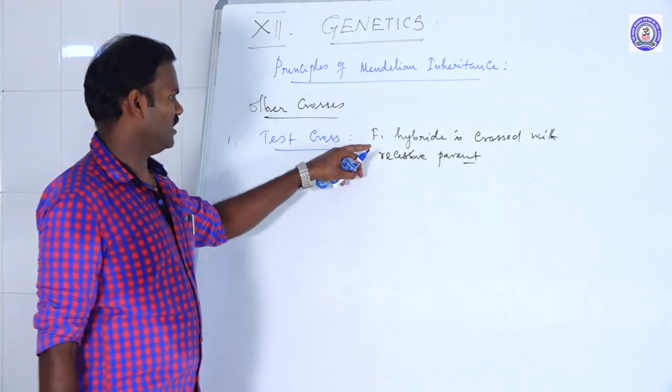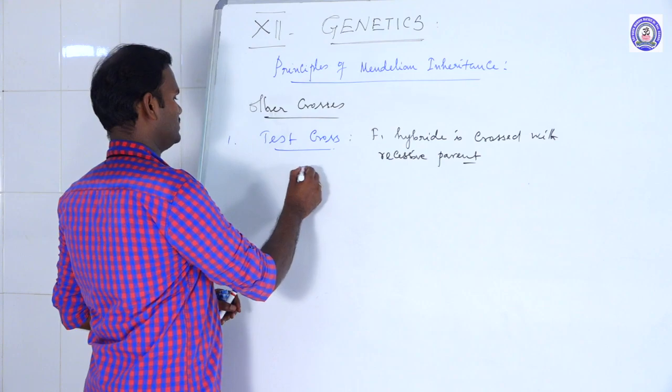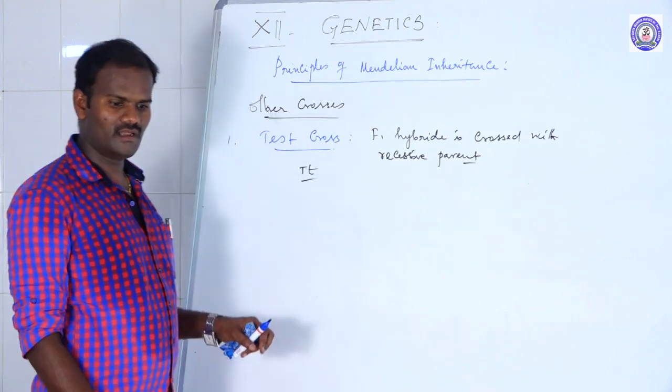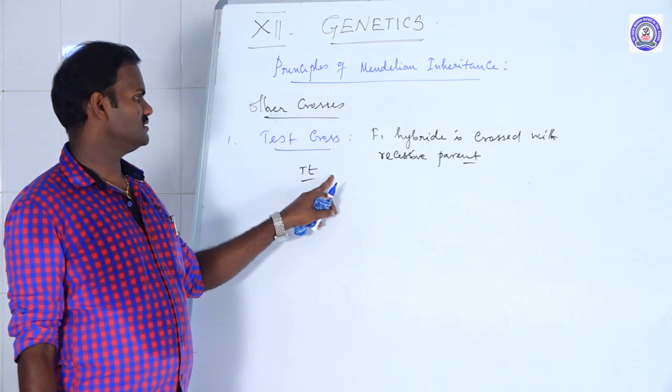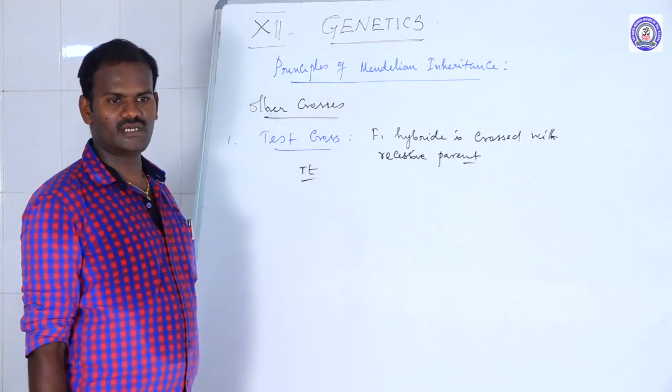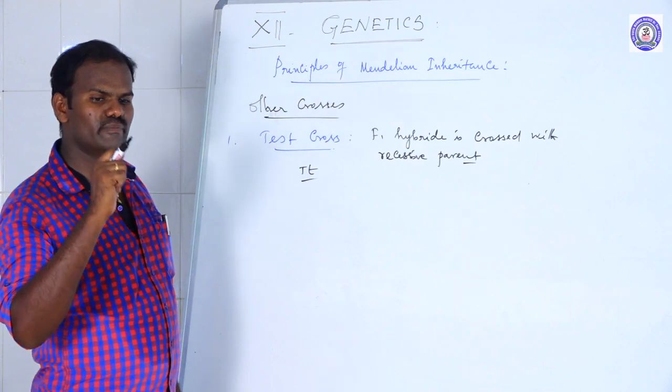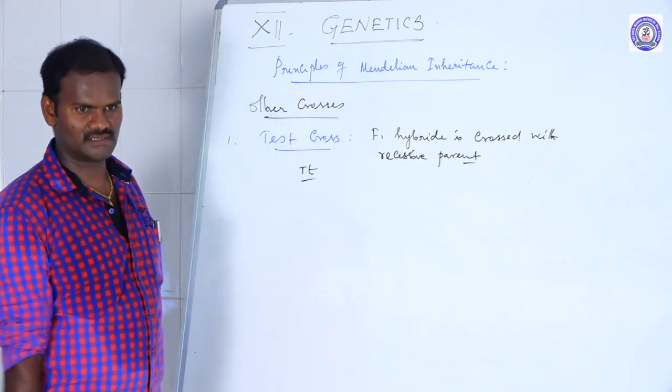Remember, the F1 hybrid. We know that Mendel's F1 hybrid is capital T small t. All are dominant, heterozygous dominant. The F1 hybrid is crossed with a recessive parent. These are called the test cross. Then why did Mendel conduct the test cross?